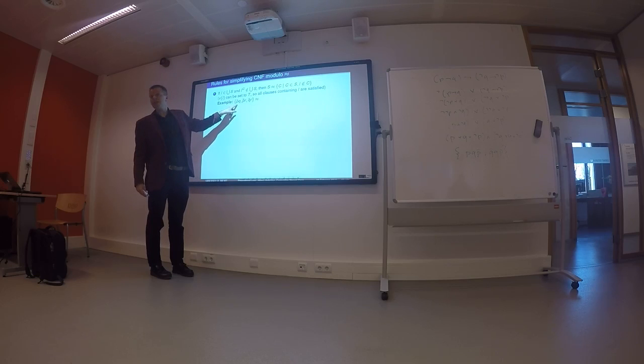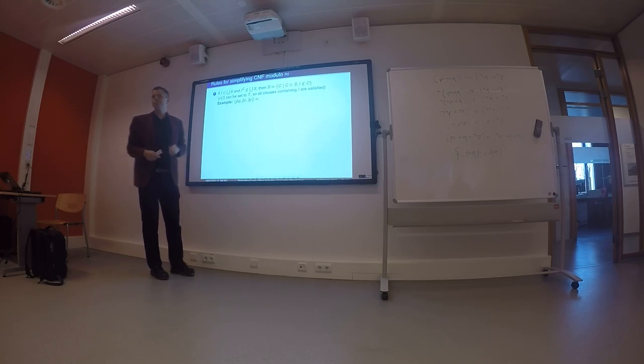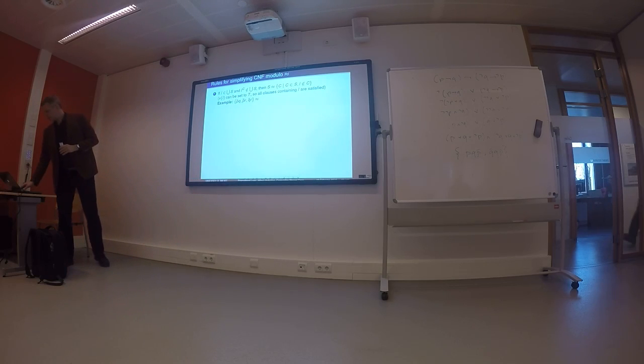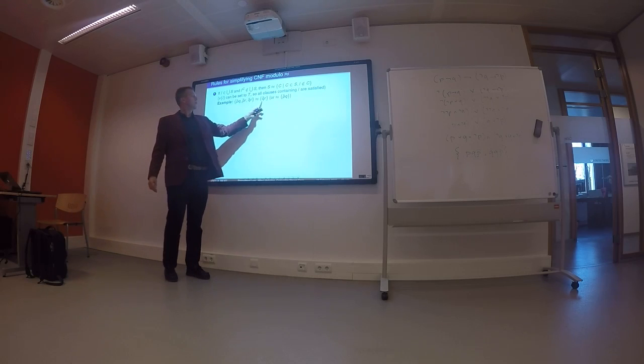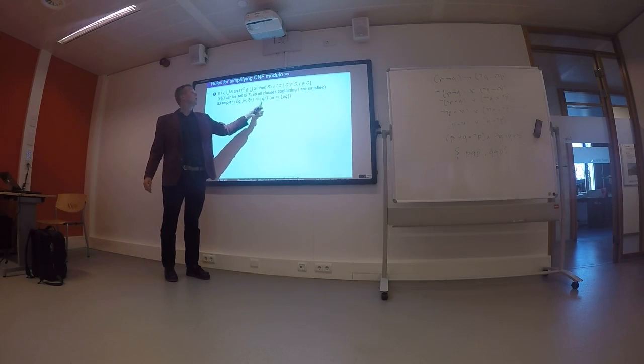I could actually do the same thing, but for P bar. P bar appears negatively in two clauses, but it appears positively nowhere. So I can just say, let's assign false to P, so P bar will be true. So this clause disappears, this clause disappears. I'm only left with this one. Yeah?